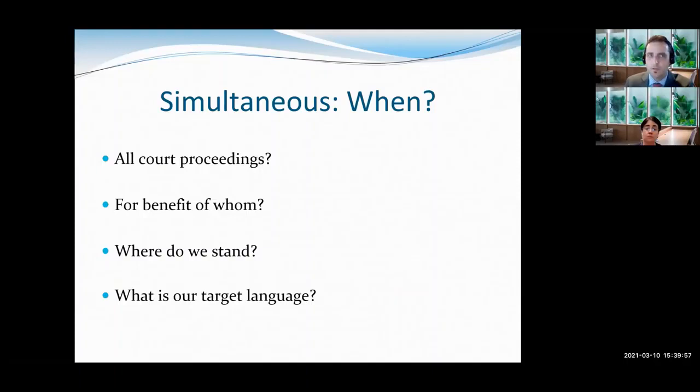Simultaneous you will use very frequently. Most types of proceedings will require some type of simultaneous interpretation, and then there may be some consecutive, maybe sight along the way, but mostly simul. You're going to use this pretty much all day, every day.